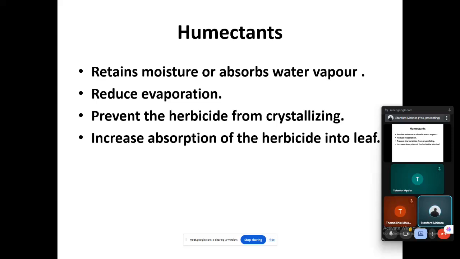Humectants retain moisture or absorb water vapor. They reduce evaporation, prevent the herbicide or pesticide from crystallizing, and increase absorption of the herbicide into the leaf. So these are some of the materials which help to make the pesticide efficient in killing the pest.